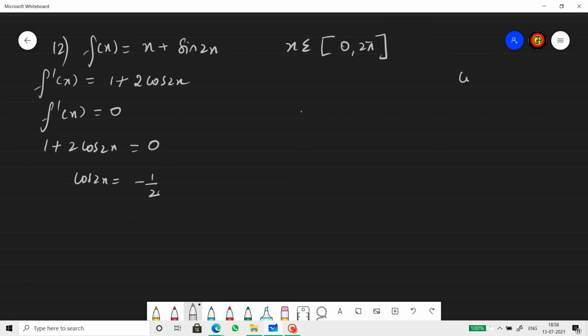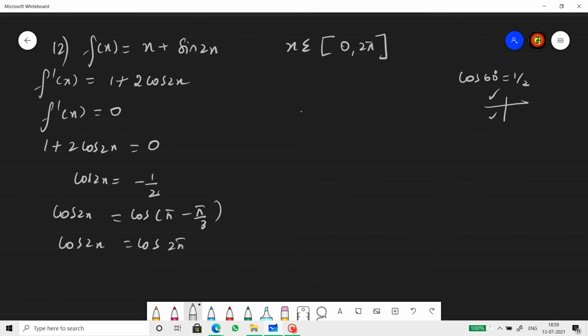Now cos 60 degree is 1 by 2. So I'm not going to write in degree form. I want everything in radian form, and here it's minus 1 by 2. Cos becomes negative first in the second quadrant and then in the third quadrant. Alright, so listen, cos 2x is equal to cos of pi minus pi by 3. Pi by 3 is 60. So cos 2x is equal to cos 2 pi by 3.